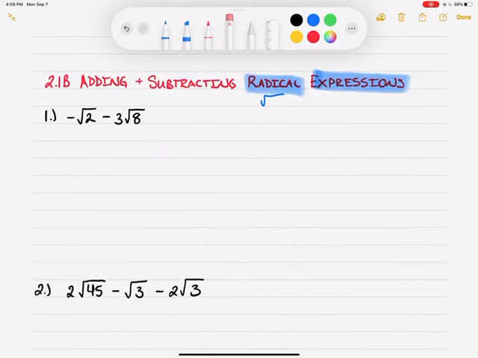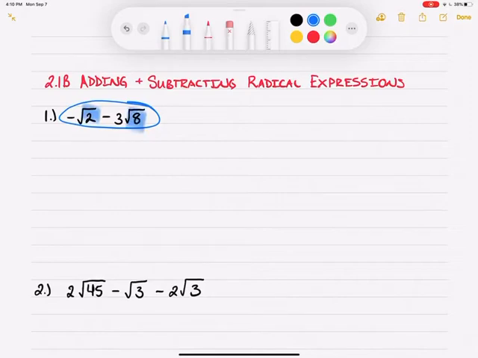All we're trying to do is take what we have here and simplify it, break it down, reduce it as much as we possibly can. That's our goal. So before we get started, remember radicals need to be simplified as much as possible. So when you look at what we have right here, which is negative square root of 2 minus 3 square roots of 8, what you're looking at is what's inside each radical. And if those numbers are the same, you can combine like terms. If they're not, you can't.